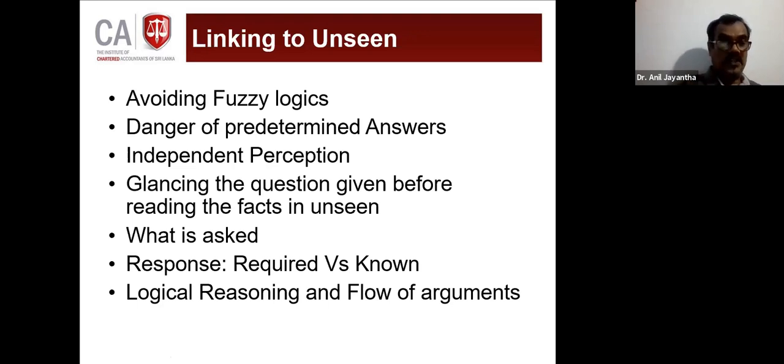So these things really matter at the time of examination. Glance at the question given before reading the facts in the unseen. What is it? When you are given a question, normally the standard structure of a question is that at the end of the body text, the required section is there. Under the required section, questions are asked.